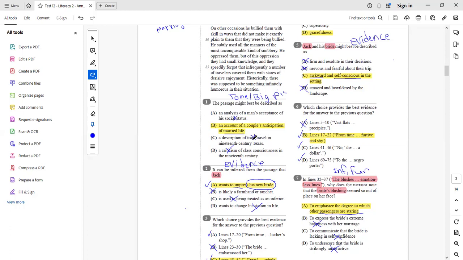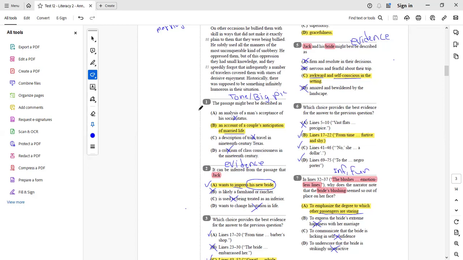So here we're not talking about the description of the train travel itself. We're talking about the man and his bride. A criticism of class consciousness in the 19th century? No criticism. Again, this question is better to leave till the end, because by the end of the passage, you're going to know the answer. That was a mistake with Lama and Mahmoud.